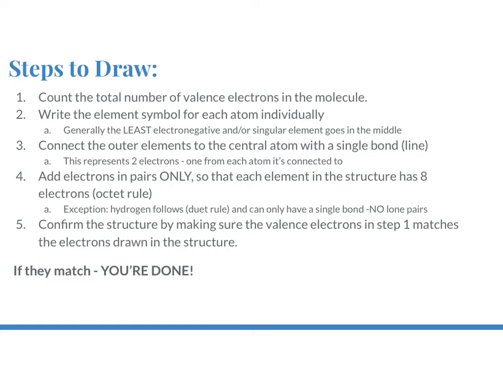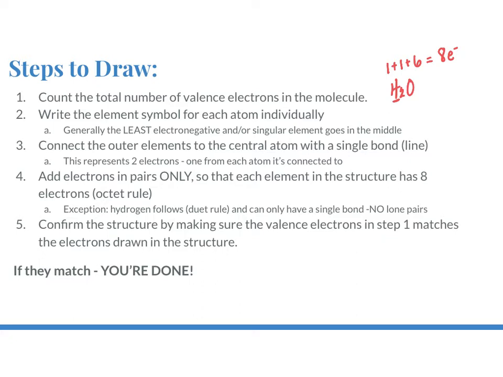So the first thing you're going to do is count the total number of valence electrons in the molecule. So if my molecule is H2O, I'm going to look at my periodic table if I don't know these by heart, and I'm going to determine how many total valence electrons are in my molecule. So I know that I have 2 hydrogens, and each one of them is going to give me 1 valence electron. So I have 1 plus 1. And then I know that oxygen has 6 valence electrons. So in total, my molecule should have 8 electrons, or 8 valence electrons, those bonding electrons.